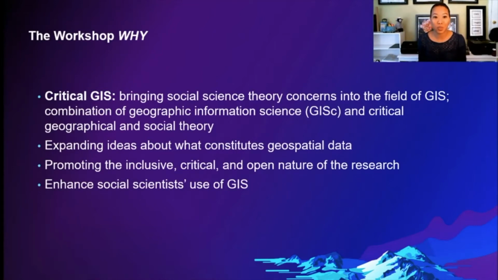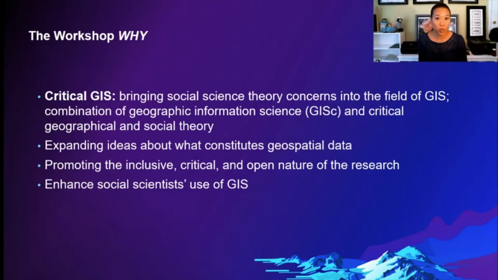So why are we here? Why are we putting on this workshop? As we were organizing this, we were thinking of this in a critical GIS approach, bringing together social science theory concerns along with GIS. And so think of this as the combination of geographic information science along with critical geographical and social theory. One of the goals of this workshop is to also help you expand your ideas about what you consider to be geospatial data.